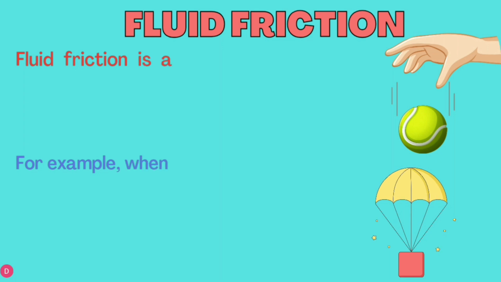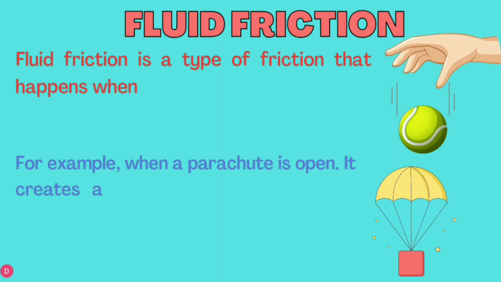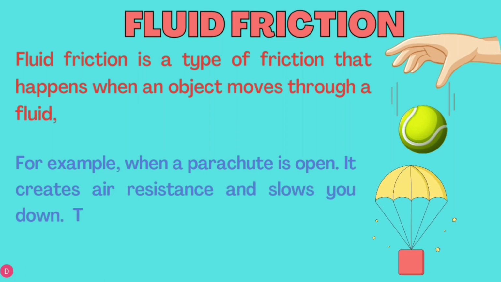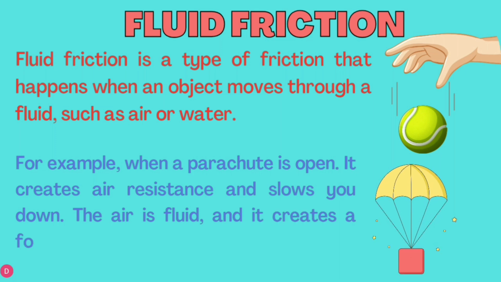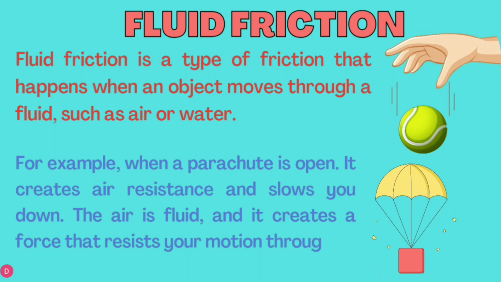Fluid friction. Fluid friction is the type of friction that happens when an object moves through a fluid, such as air or water. For example, when a parachute is open, it creates air resistance and slows you down. The air is a fluid and it creates a force that resists your motion through it.